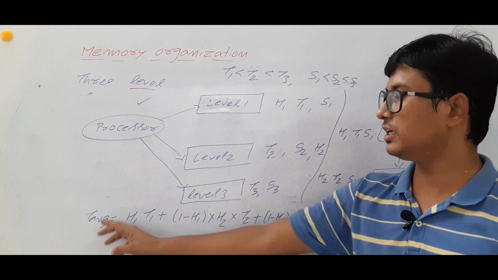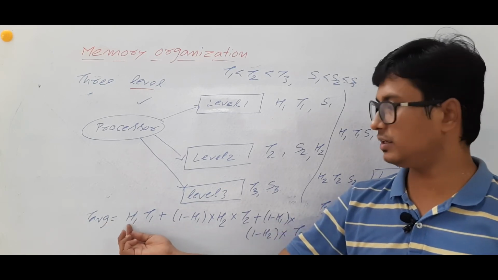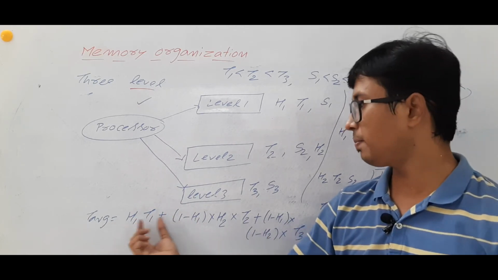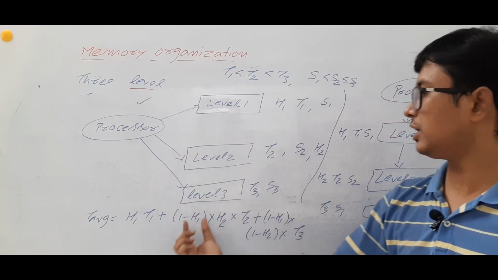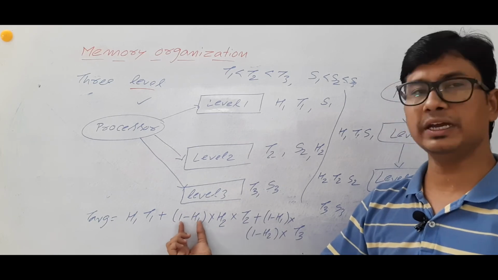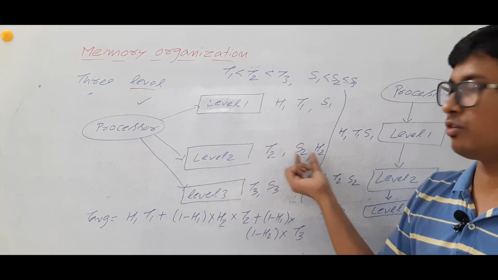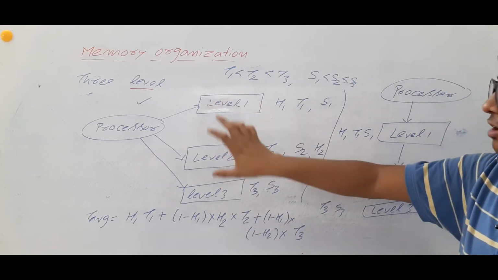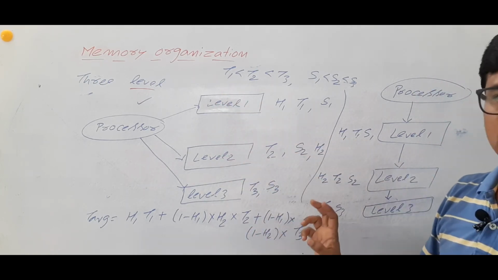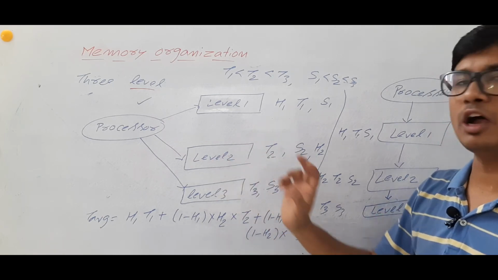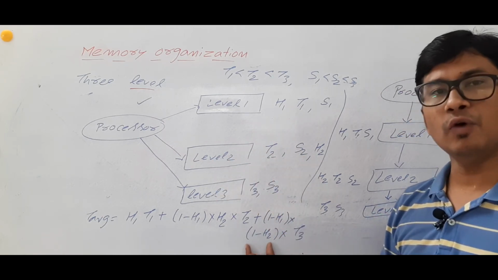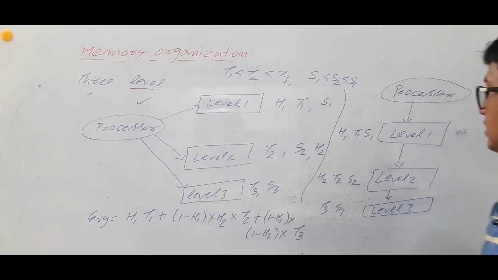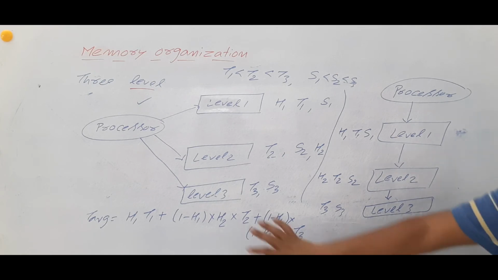So the T average is, if it is available in the hit ratio, then you will get it. That's why I'm mentioning it as an average, not total. If it is not available here, then you will get a miss rate, which is 1 minus H1, and the hit ratio of level 2 into T2, plus, if it is not available in level 1, that chance is 1 minus H1 into, if it is not available here, that percentage will be 1 minus H2 into the time taken, T3. I hope you have understood.